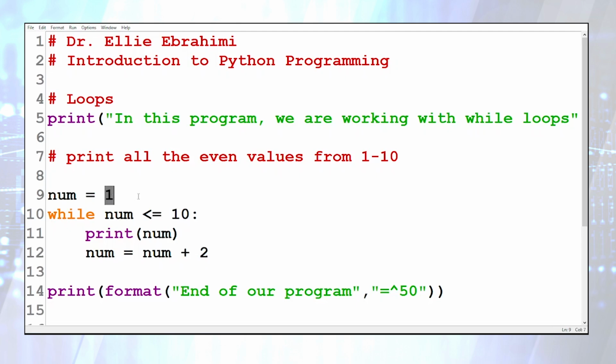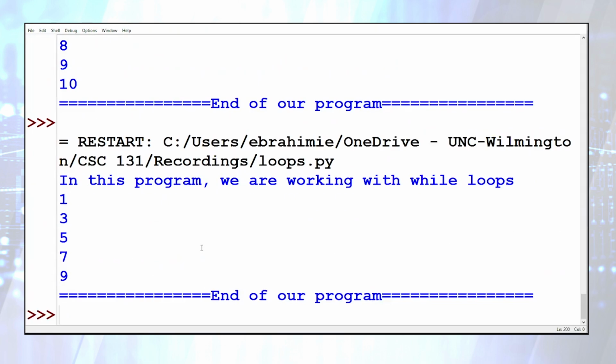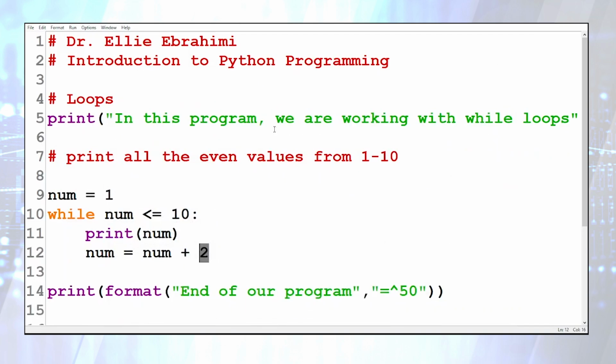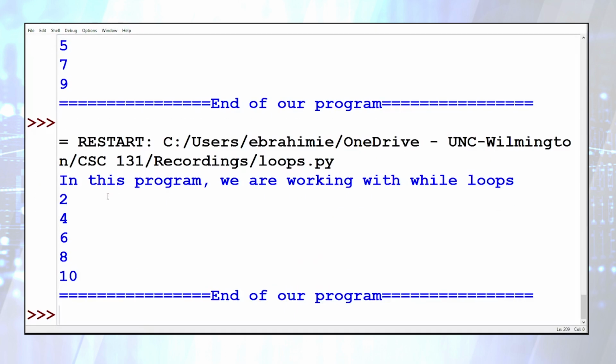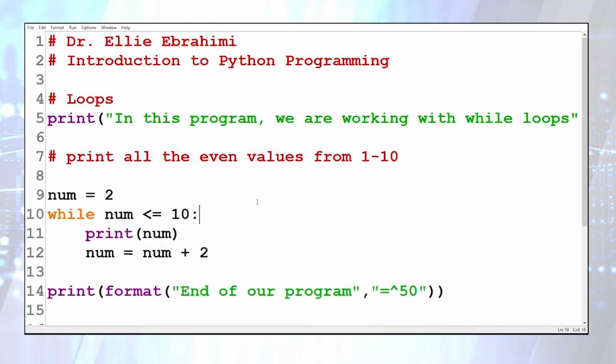So if you start from 1 and jump 2, you're going to get 1, 3, 5, 7, and so on and so forth. So if I run this one, it gives me all of the odd numbers from 1 to 10. So to fix it, I'm going to change my start value to 2, which is the first even number from 1 to 10. And then you jump 2. So 2, 4, 6, 8, and 10. That gives you all of the even numbers that you want between 1 and 10.